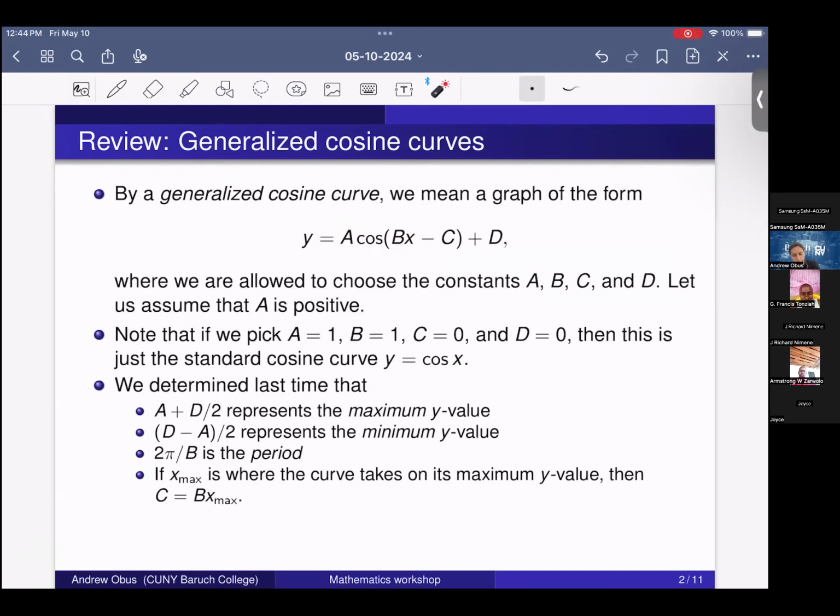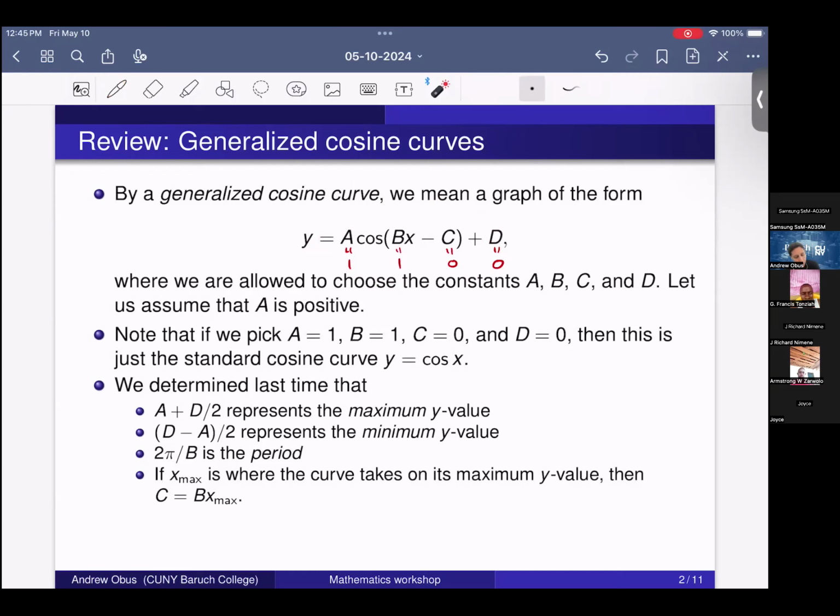And recall that if in this case you choose a equals 1, b equals 1, c equals 0, and d equals 0, then we would just have cosine of x, right? If I take 1 here and I take 0 here and 0 here, then this just becomes 1 times cosine of 1x minus 0 plus 0. So it really just becomes cosine of x.